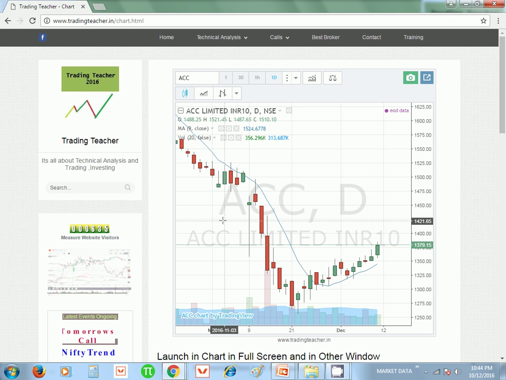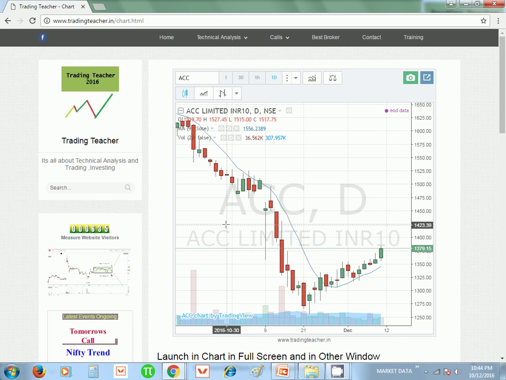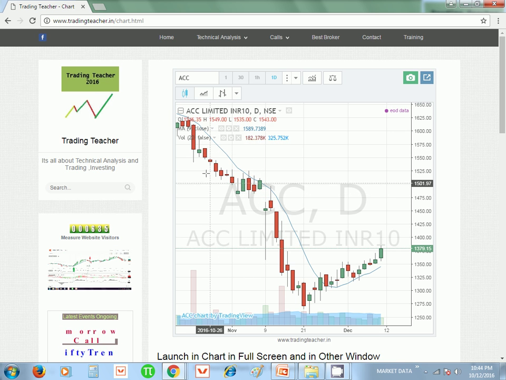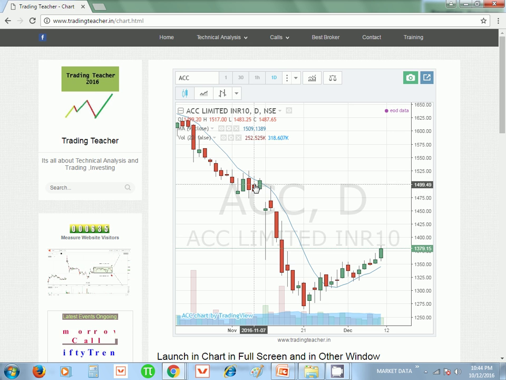Now we have to find the pin bar, hammer patterns and inverted hammer. Okay, so here we got the pin bar. This is the pin bar, and the current trend is downtrend. What we have learned previously is that in a downtrend, if the pin bar occurs, then the market can go upwards. The market does the same here.